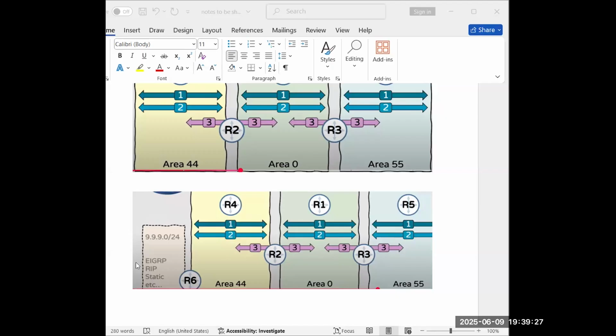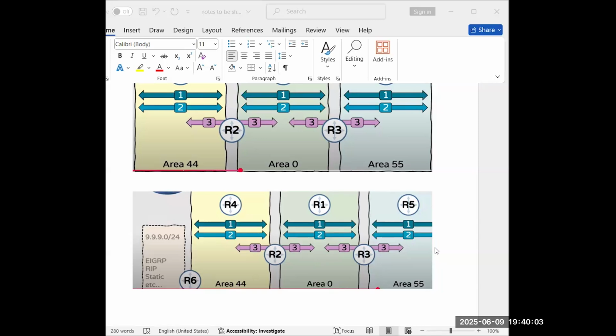And type 5 is generated from R6 and sent to R2, and R2 in turn will send it to different areas, to area 0 and area 55. So type 5, that is the external LSA, is generated from R6 and travels to multiple areas.